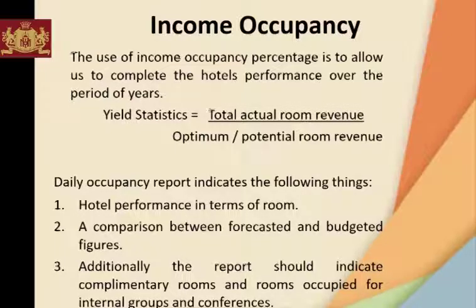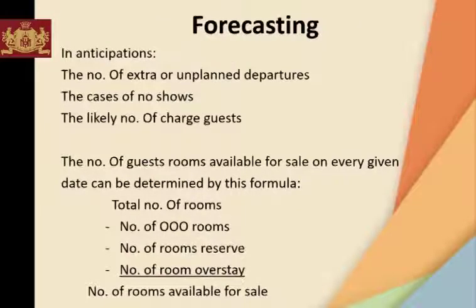The daily occupancy report indicates the following things. First, the hotel performance in terms of rooms. Second, a comparison between forecasted and budgeted figures. Third, additionally, the report should indicate complimentary rooms and rooms occupied for internal groups and conferences. Forecasting also involves anticipating the number of extra or unplanned departures, the case of no-shows, and the likely number of chance guests.